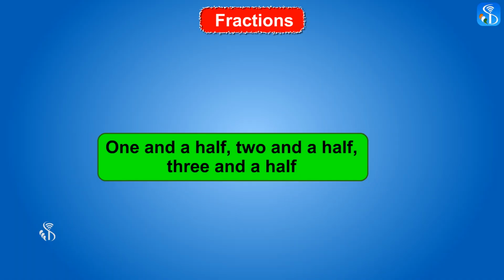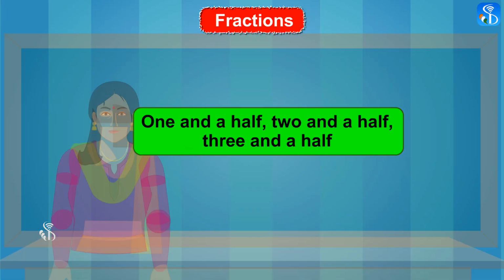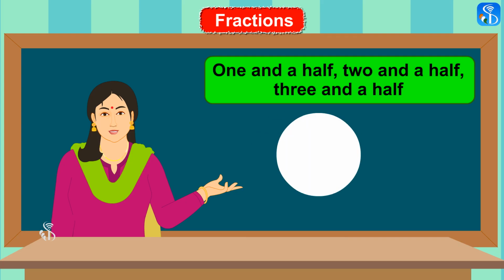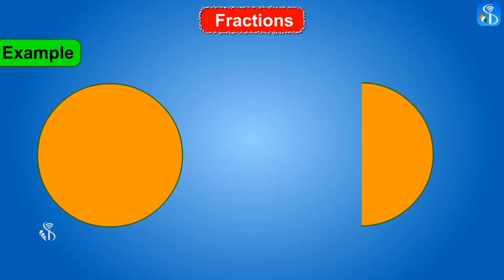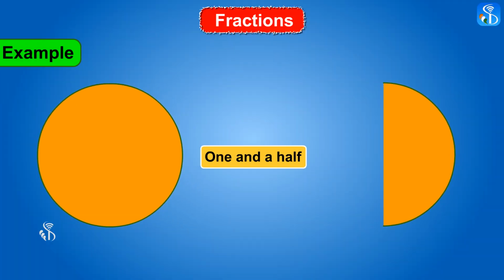and a half, two and a half, three and a half. Students, one whole thing and one half makes one and a half. For example, one whole and one half make one and a half in fraction. We write it as 1 into 1 upon 2 and read as 1 and a half.